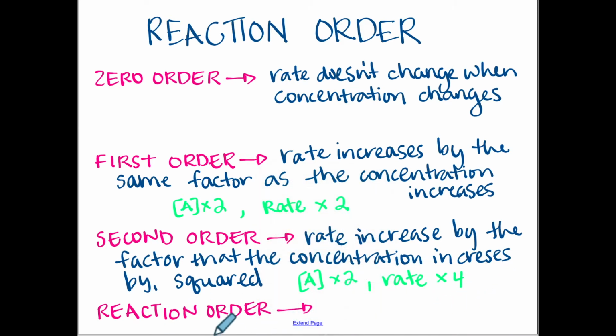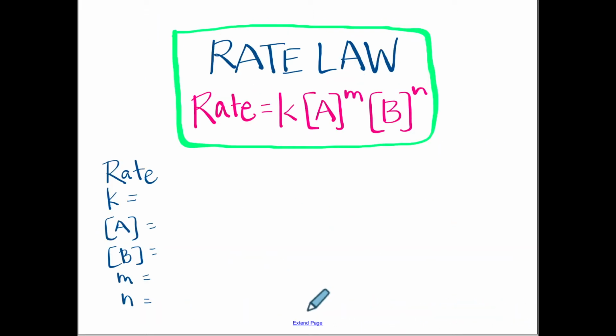And then in order to calculate the total reaction order, you just add up all of the orders of the reactants. It is the sum of the reactant orders. This is the rate law formula. The rate is going to be measured in molarity per second. K is the rate law constant.